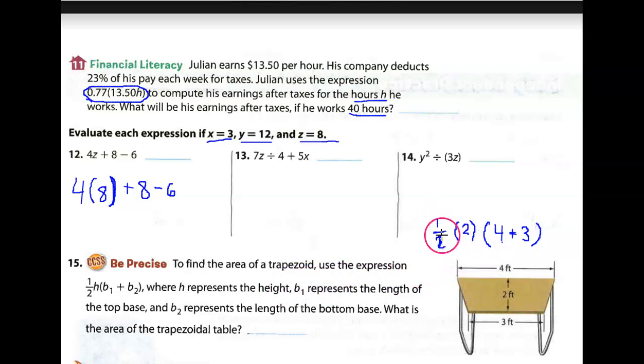All right, and this half is the same as dividing all this by 2. So if you don't want to do the half, and you want to do all this part first and then divide by 2, it's the same thing.